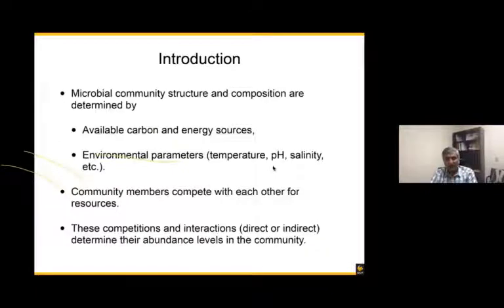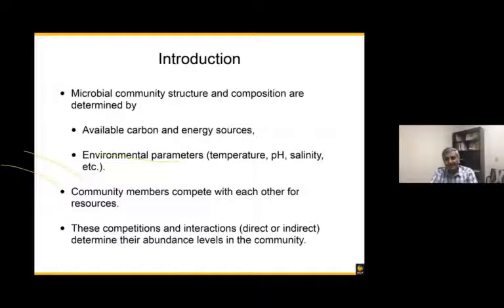Well, if you look at any microbial community, be it the human microbiome, the deep subsurface, or the deep oceans, the structure and composition of the community is really determined by the carbon and energy sources, by the food and energy sources that a community has access to. And of course, also by the surrounding environmental parameters like temperature, pH, and salinity. In the case of the human microbiome, these parameters are determined by our host, connected with the host component.